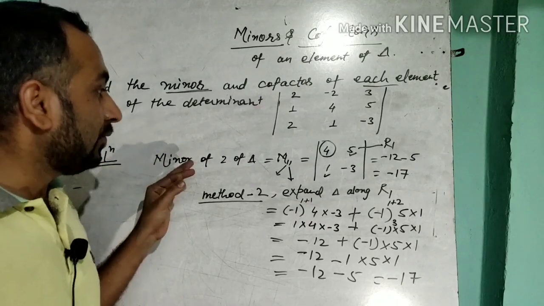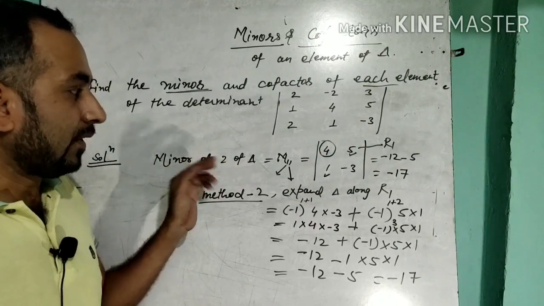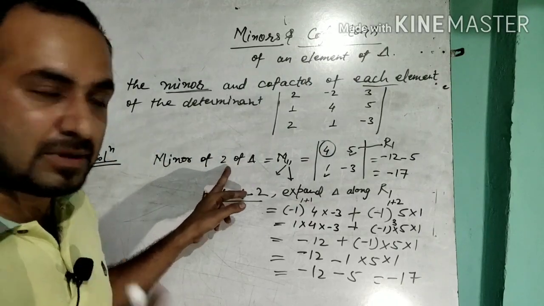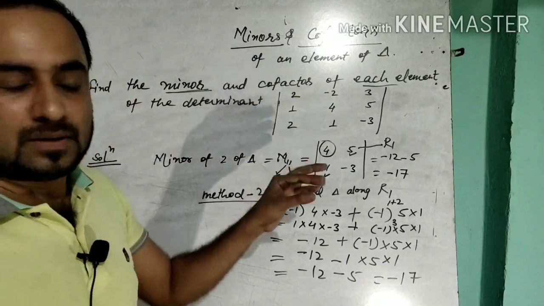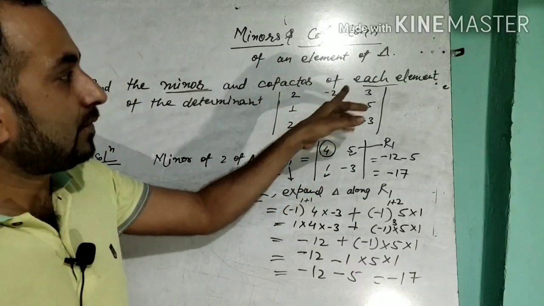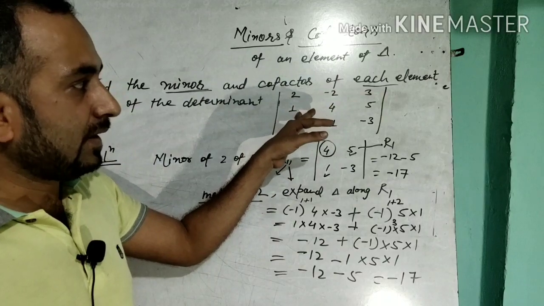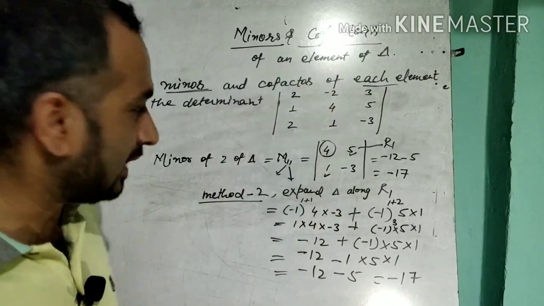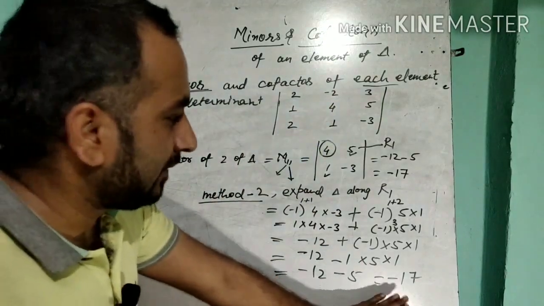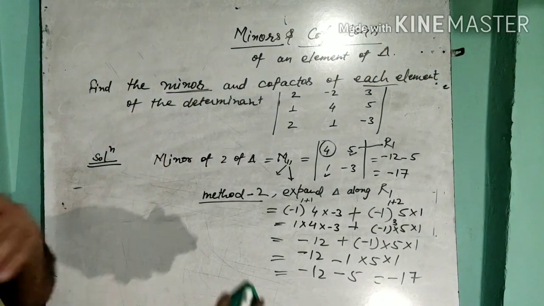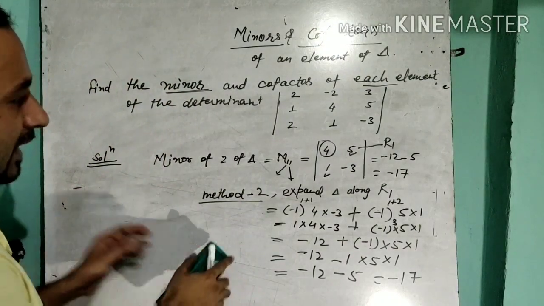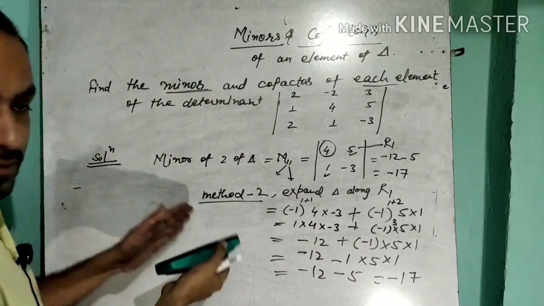So in this way you will find out the minor of 2. I will explain only one, and after that you will find out the minor of minus 2, the minor of 3, the minor of 1, in the same manner. Next it's minus 17. Now it's method 2, I'm going to remove it. If you want to write, you can.